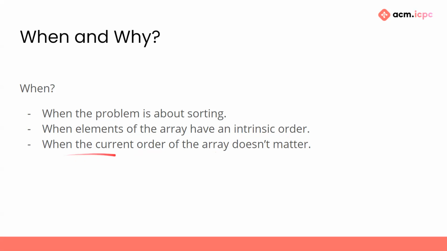And then finally, when the current order of the array doesn't matter. Notice that in the earlier implementation I showed you, sorting actually sorts in place, which means the original order is no longer preserved. If you want to sort while remembering the original positions, you would have to copy the array and then sort one of the copies.